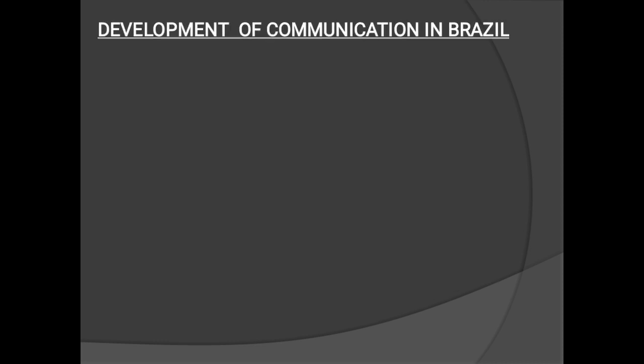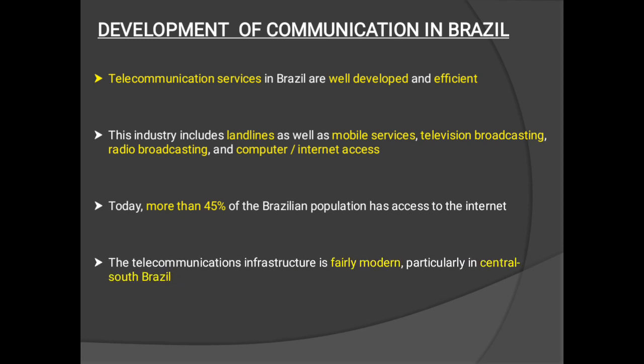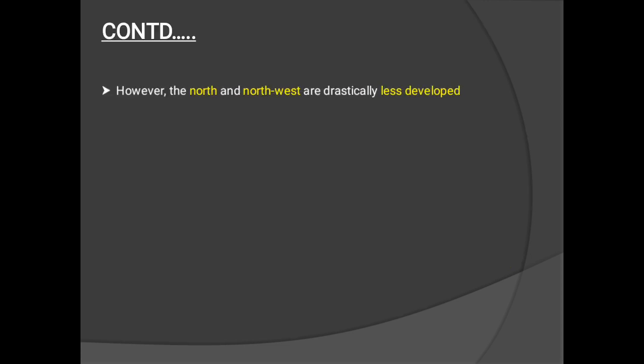Let's learn about the development of communication in Brazil. Telecommunication services in Brazil are well developed and efficient. This industry includes landlines as well as mobile services, television broadcasting, radio broadcasting, and computer or internet access. Today, more than 45% of the Brazilian population has access to the internet. The telecommunications infrastructure is fairly modern, particularly in central south Brazil. However, the north and northwest are drastically less developed.